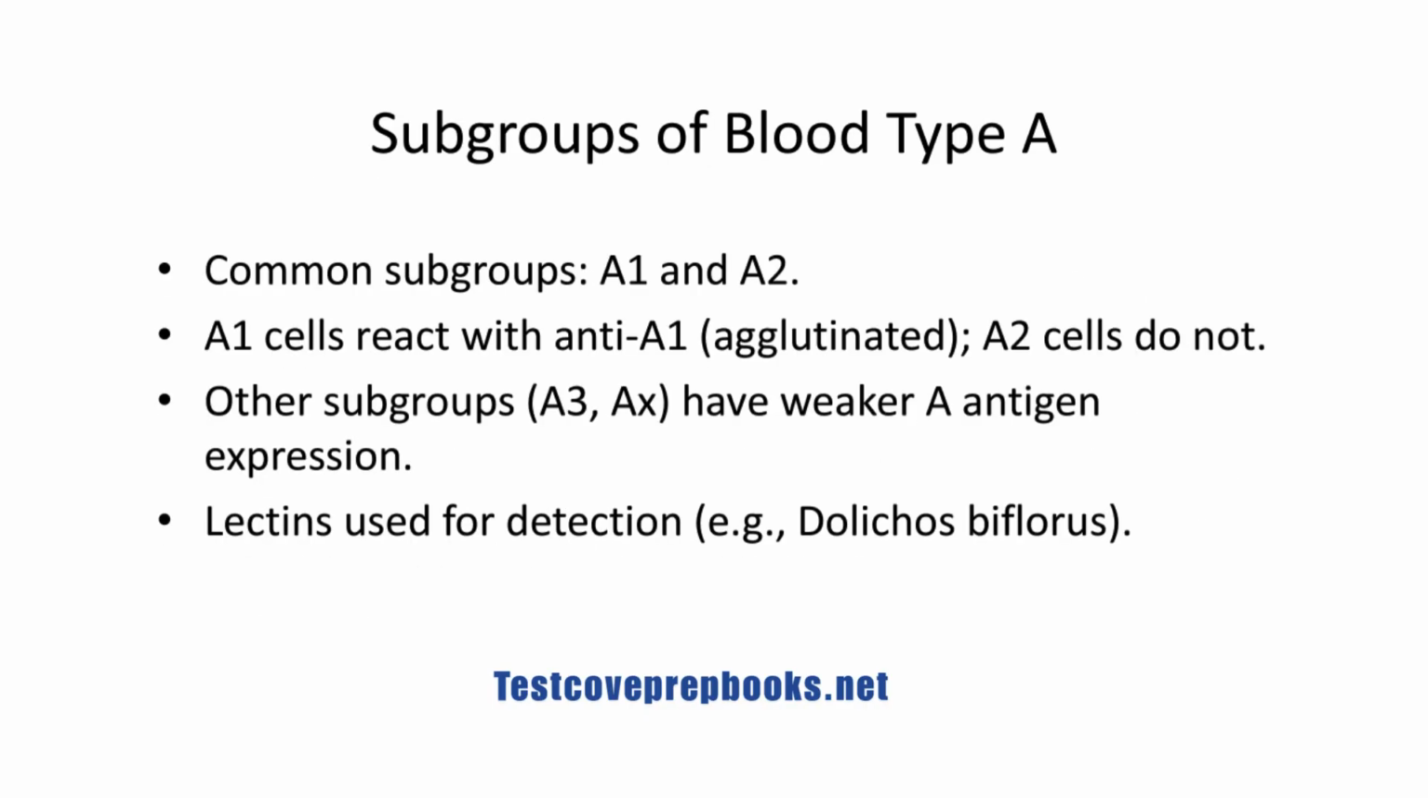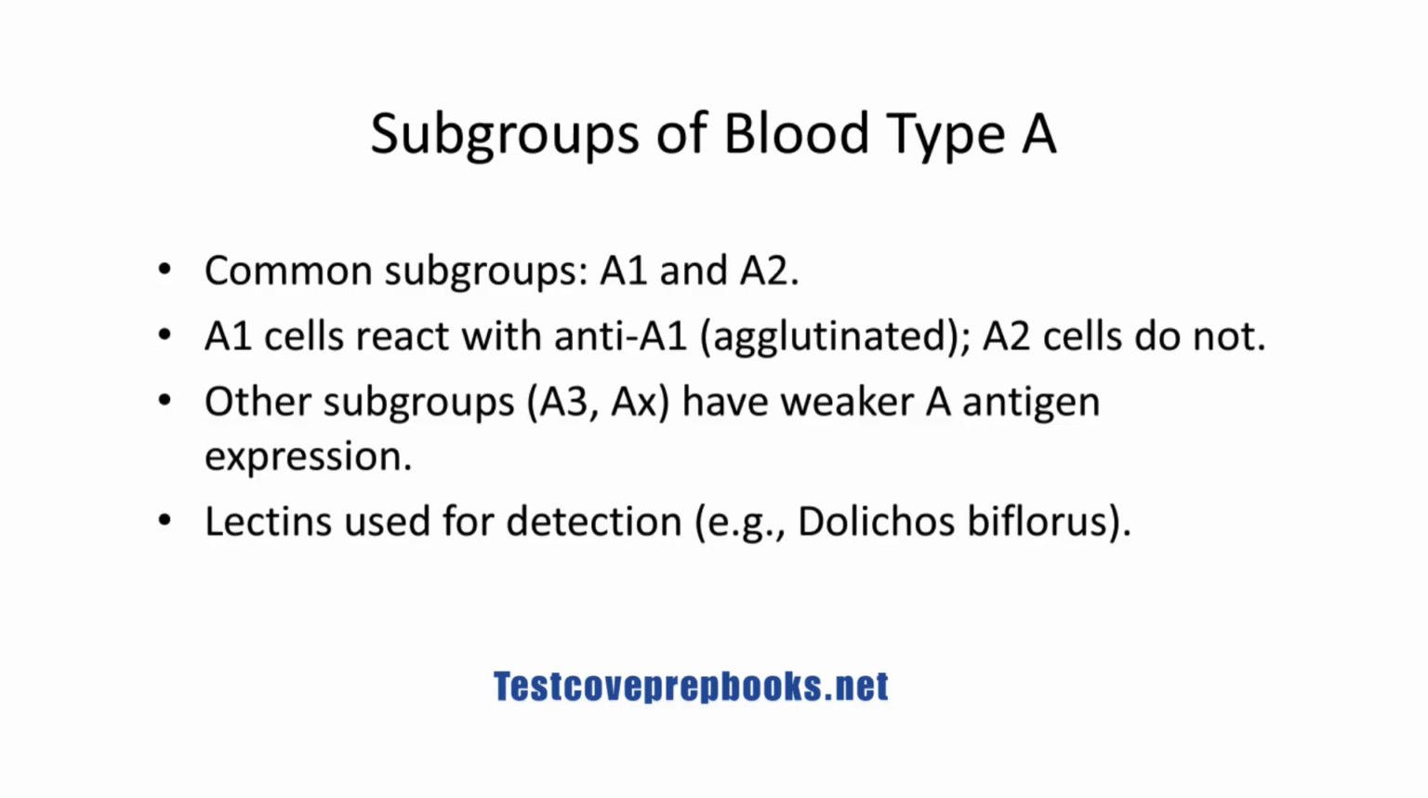Subgroups of blood type A. Blood type A is further divided into subgroups, the most common being A1 and A2. These subgroups differ in their serological reactivity with a reagent called anti-A1, which is derived from Dolichos biflorus, a type of plant lectin. Lectins are plant or seed extracts that are diluted to agglutinate specific human blood group antigens.